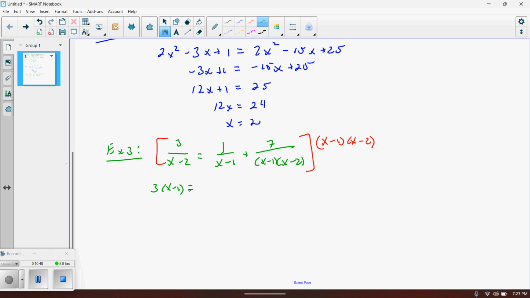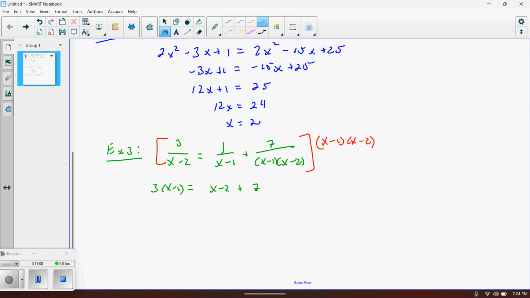So now if we multiply x minus 1, x minus 2 times the 1 over x minus 1 part of the fractions, the x minus 1s are going to go away, which leaves just x minus 2. And then if we multiply these things by the last fraction, x minus 1 and x minus 2 both cancel out, which leaves you with just plus 7. And we have gotten rid of all the fractions at one time. Very convenient way to get this problem rolling.